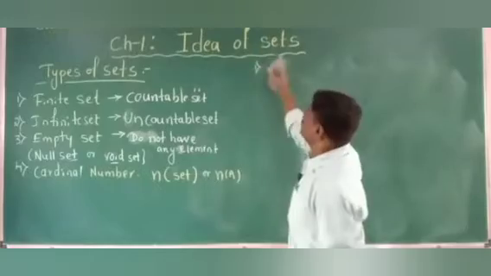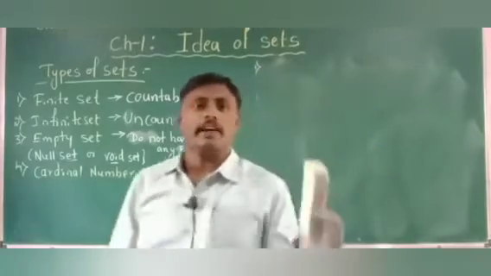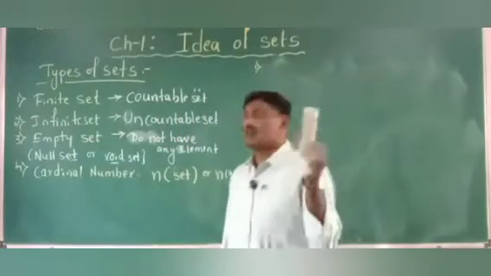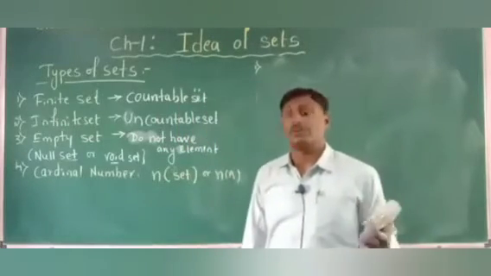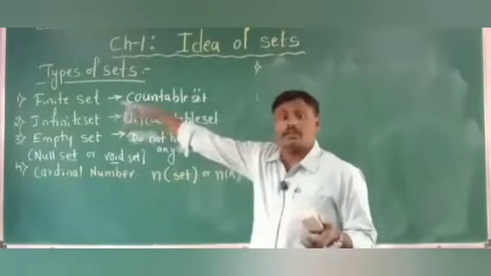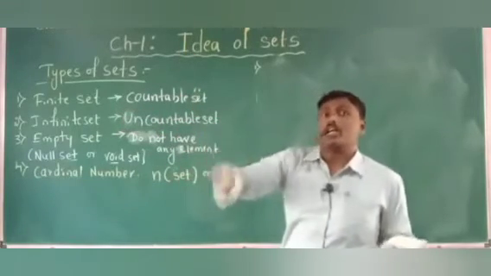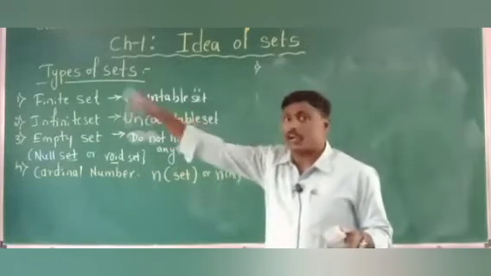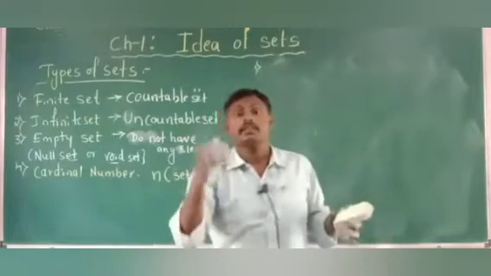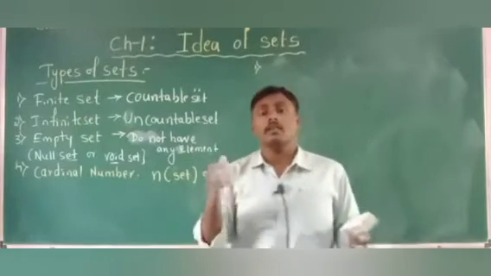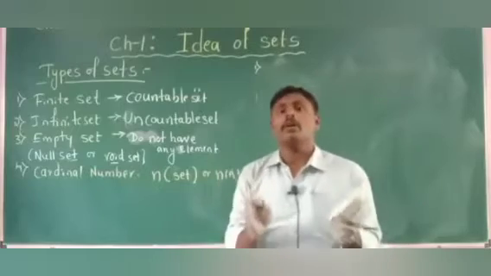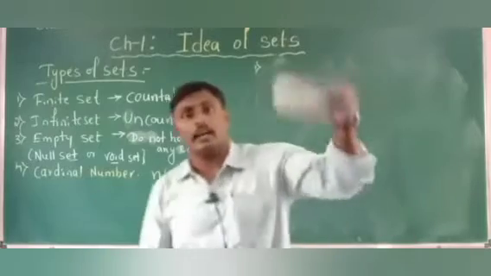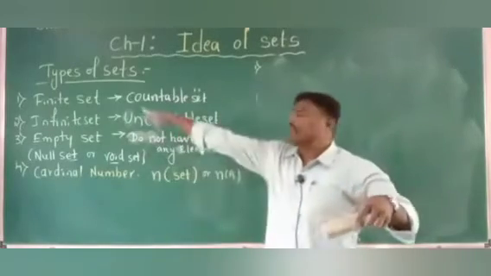First one, every finite set has a fixed cardinal number. It means what? We already know that finite set means we can count the number of elements which are existing in the particular given set, right? We already discussed this one, first one, finite set. So finite set means what? The set which has a definite number of elements or members. We can count the number of the elements existing in that particular set, so we can easily write the number of the elements existing in the finite set.